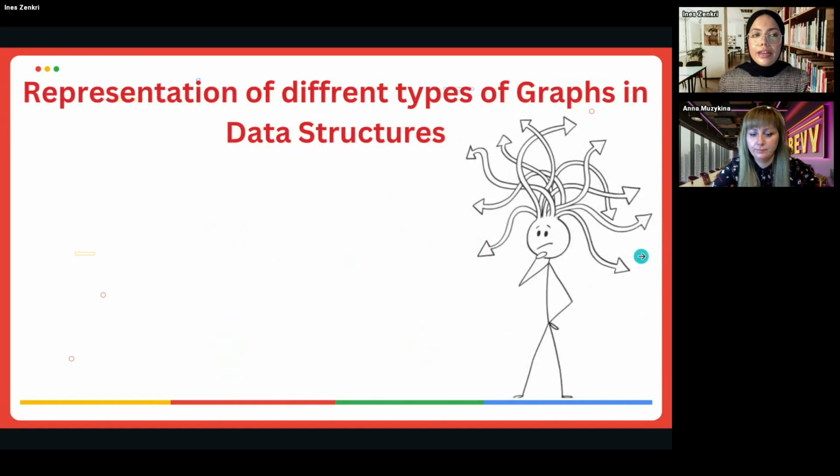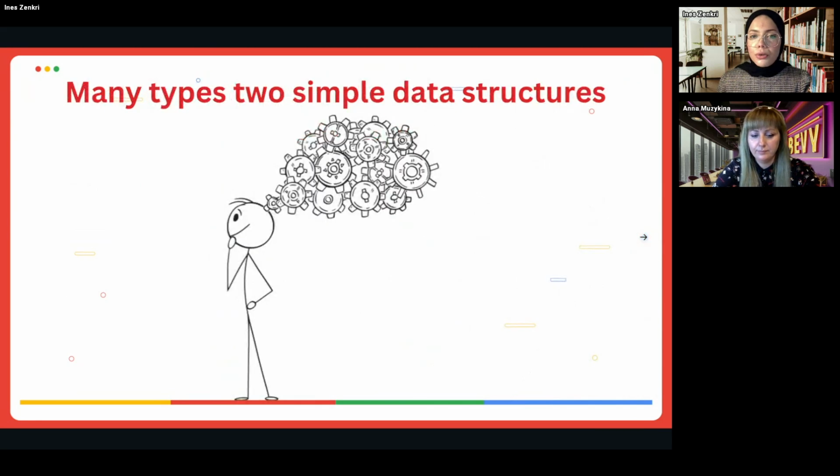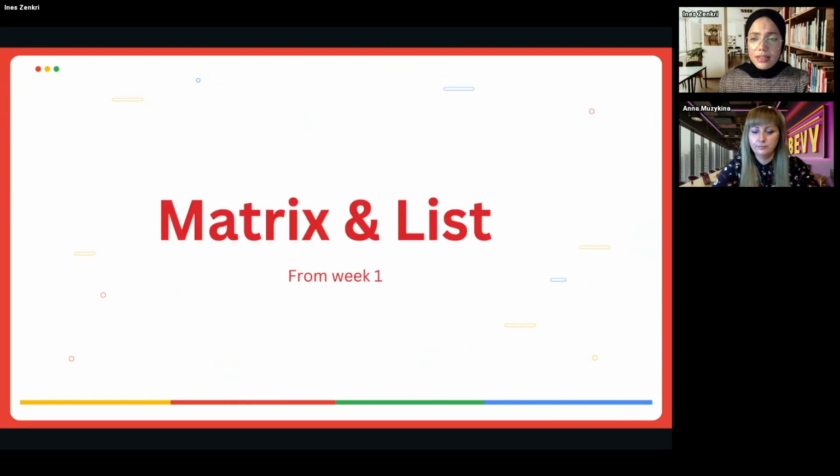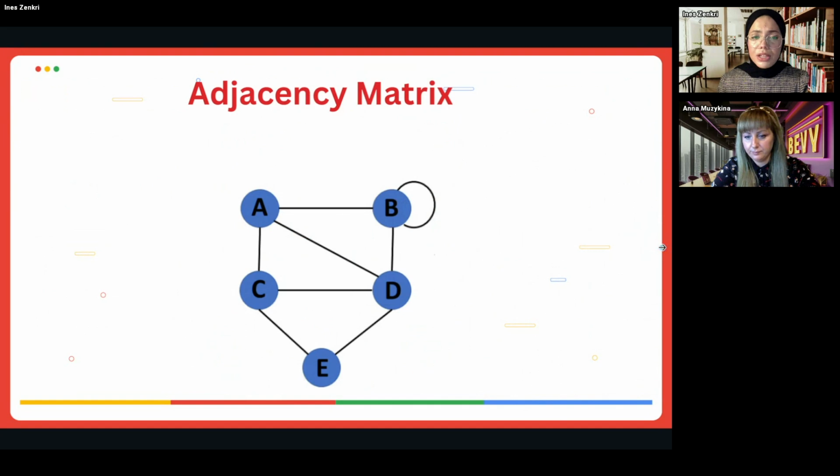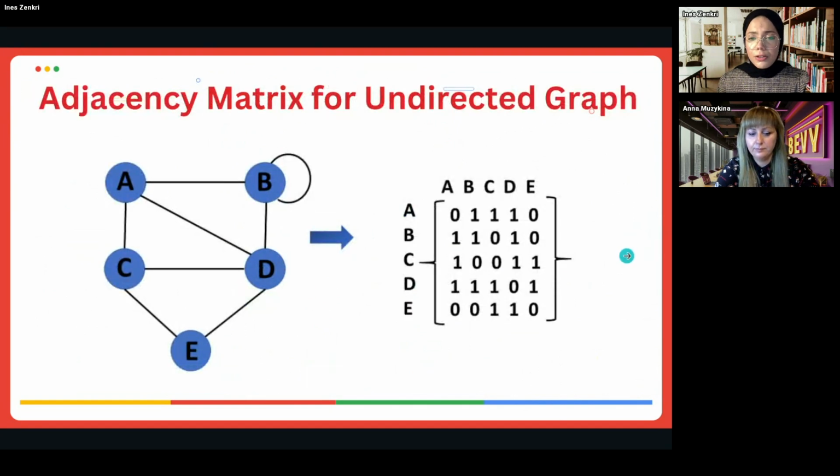Now, okay, many different types. So do we have different representations for those types? For all those types of graphs, and there are even more that I didn't really talk about, we use two simple data structures, which we covered in our first session, which are matrices and lists. First, we will start with the adjacency matrix, and it's basically as follows.